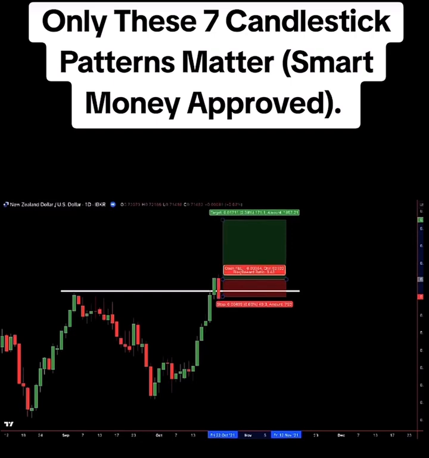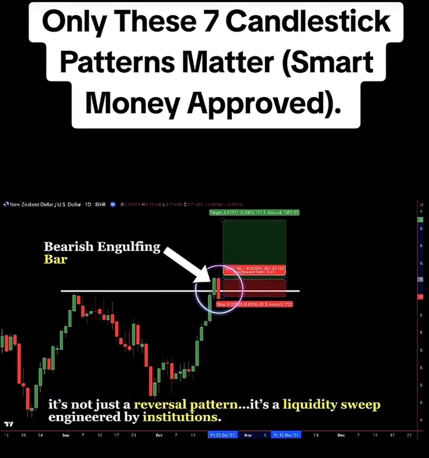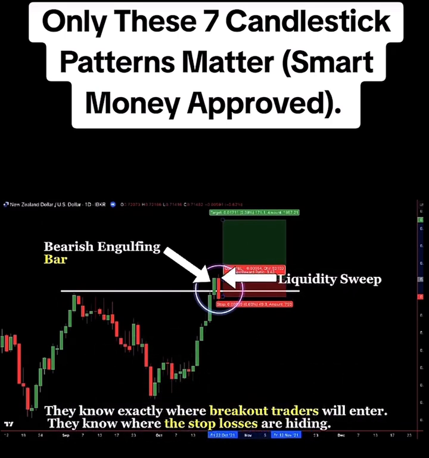Right after the breakout, the market prints a strong bearish candle that completely engulfs the bullish breakout candle. This is your bearish engulfing bar, and it's not just a reversal pattern. It's a liquidity sweep engineered by institutions. They know exactly where breakout traders will enter. They know where the stop losses are hiding.